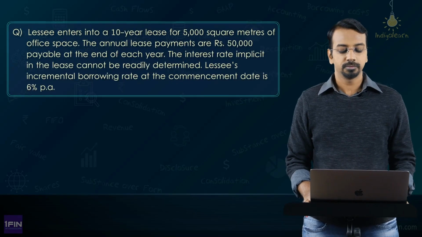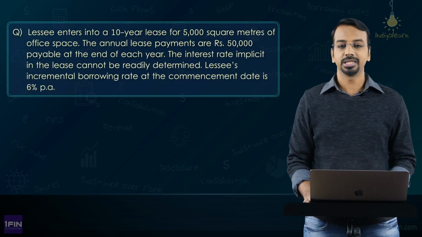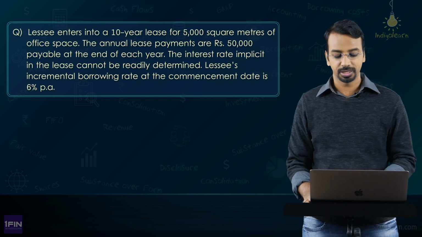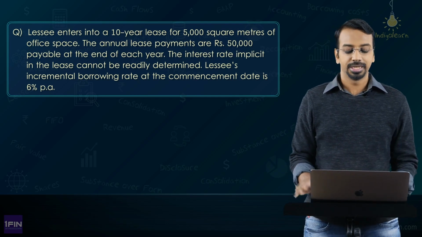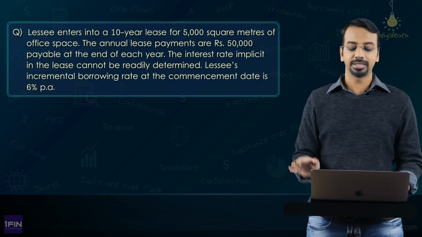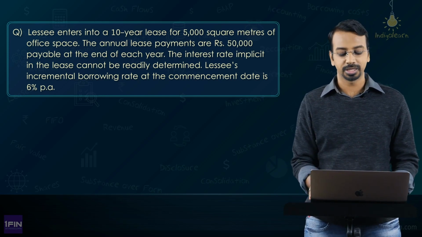Let's look at another question. Lessee enters into a 10-year lease for 5,000 square meters of office space. The annual payments are 50,000 payable at the end of each year. So that's very clearly given. Interest rate cannot be determined. Lessee's incremental borrowing rate at commencement is 6%.